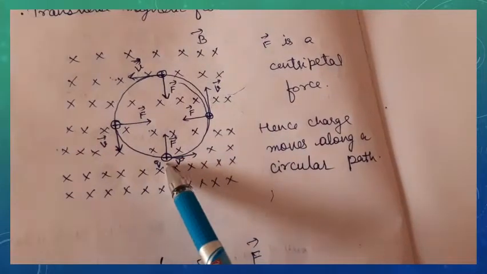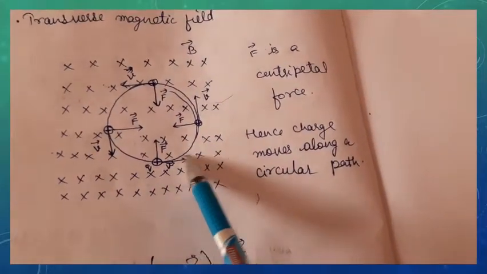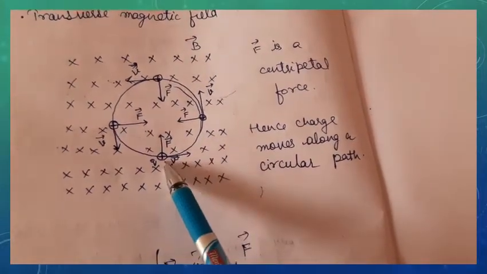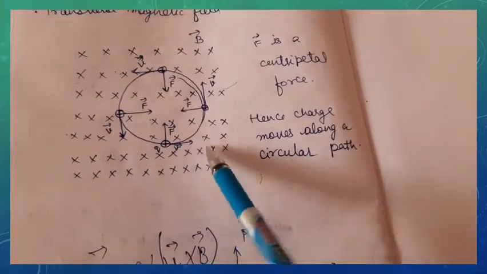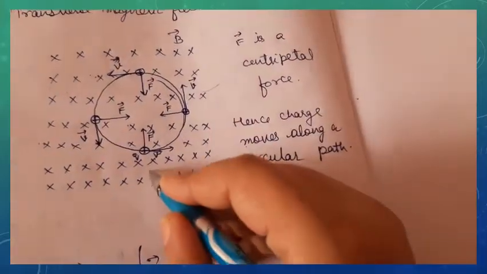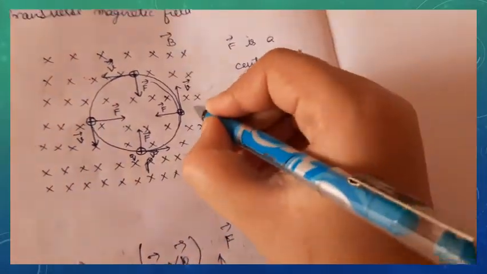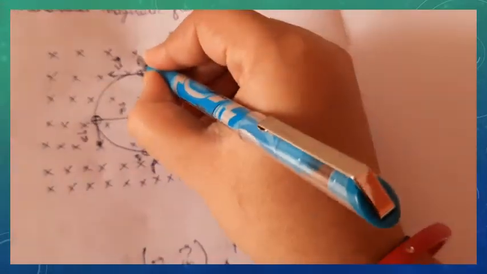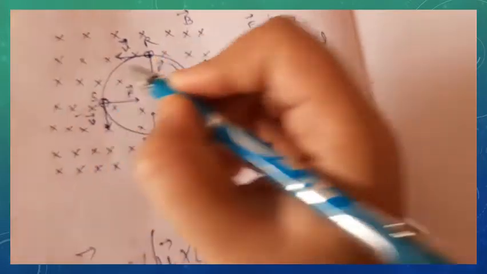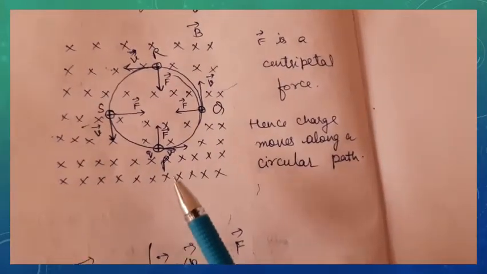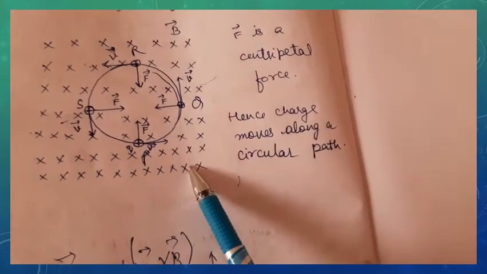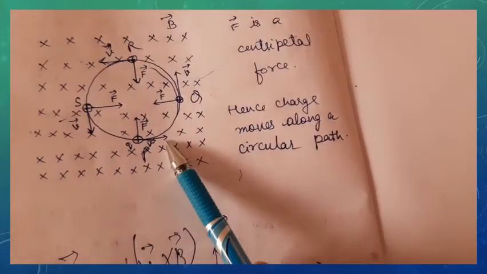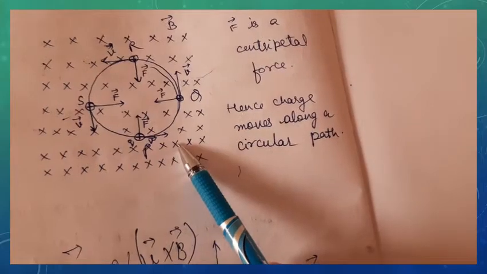Now a positive charge is moving. The direction of velocity is shown here. Suppose at this particular point, which we call P, the direction of velocity is shown here. There are the points Q and R and S also. So the velocity at point P is in the plane while the magnetic field is perpendicular to the plane. That means v and B are perpendicular to each other.